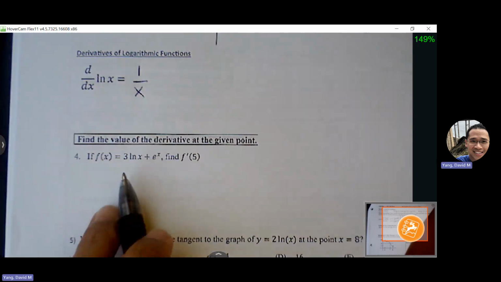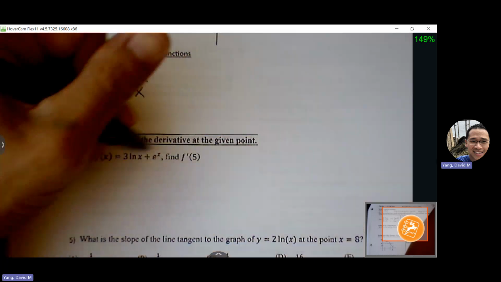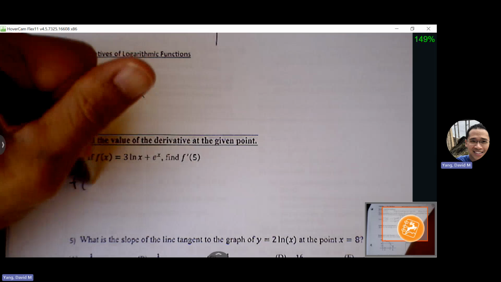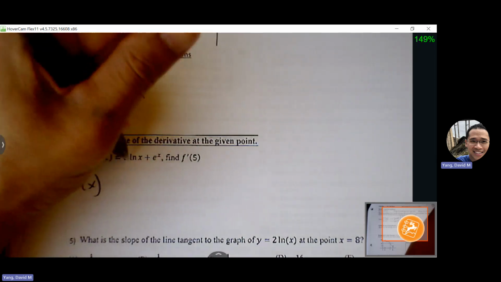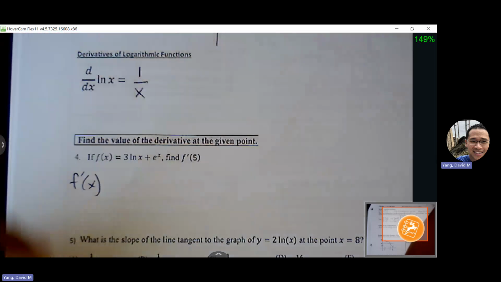So here's our function. Our function is 3 natural log of x plus e to the x. We want to find the derivative first, and we're going to apply each derivative rule to each of my functions. So any coefficient is just going to hang out in front. Any coefficient is not going to get impacted by the derivative.